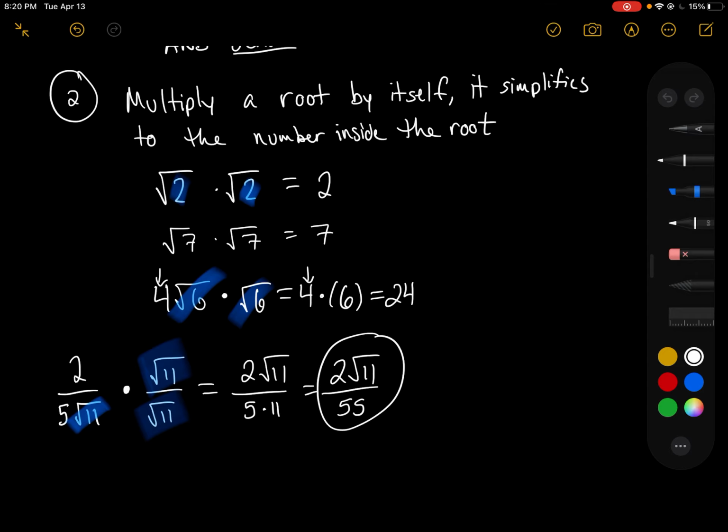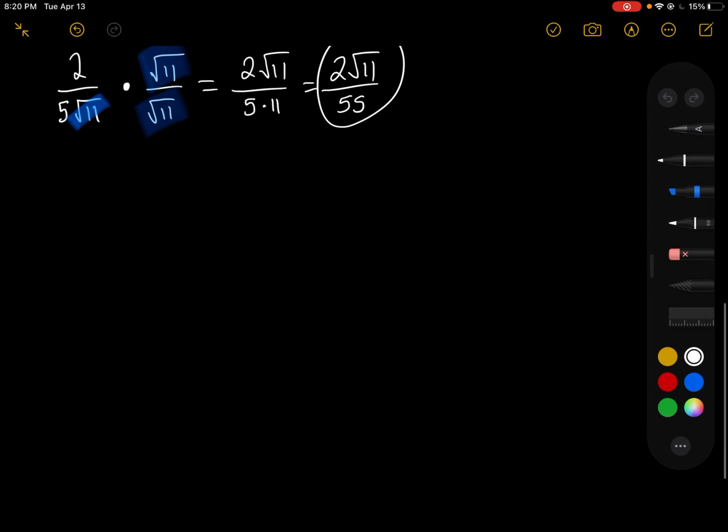So again, we are identifying what the root is. Once we do that, we multiply by it on both the top and the bottom. So that's going to make the rest of our life quite easier. And once we do that, we'll be in good shape.